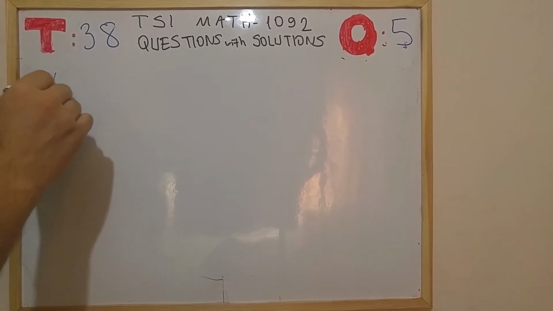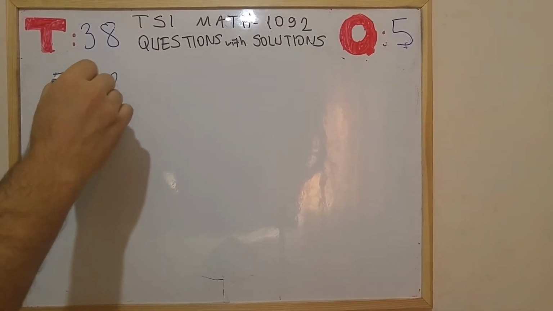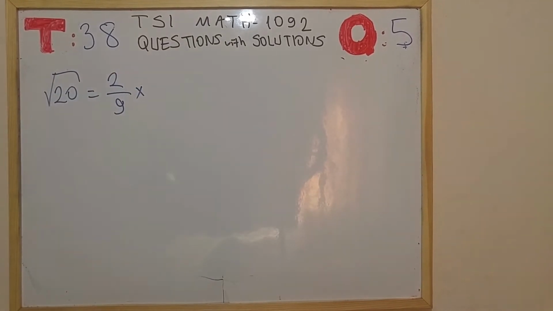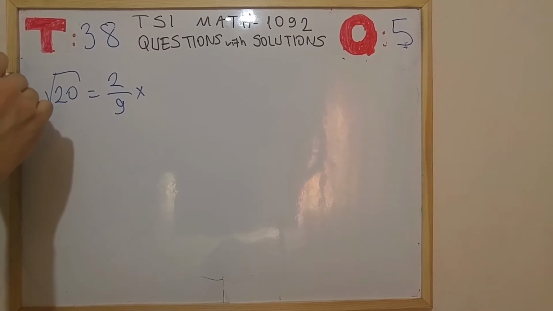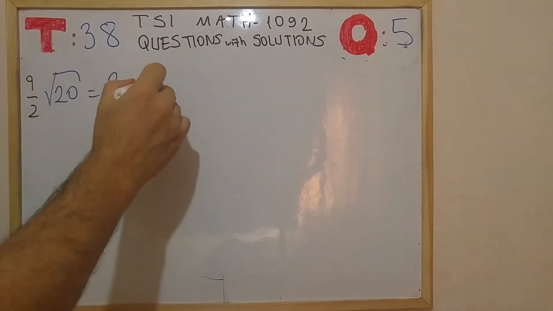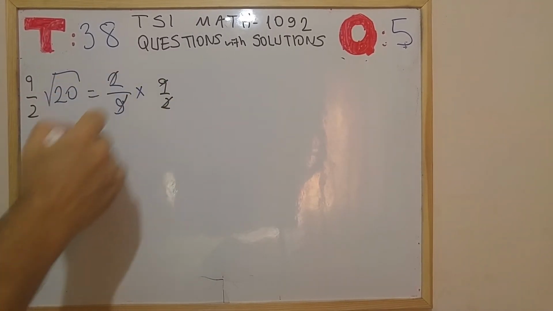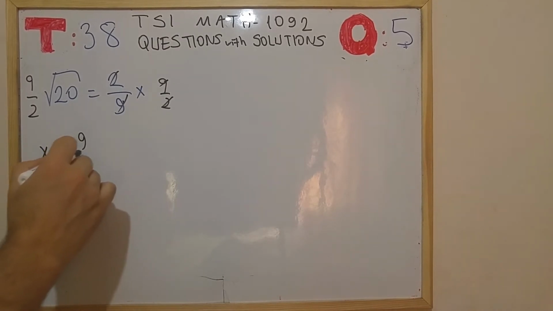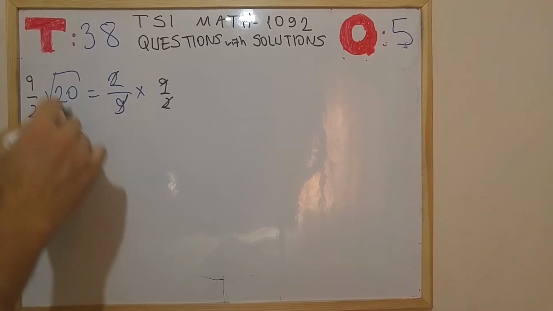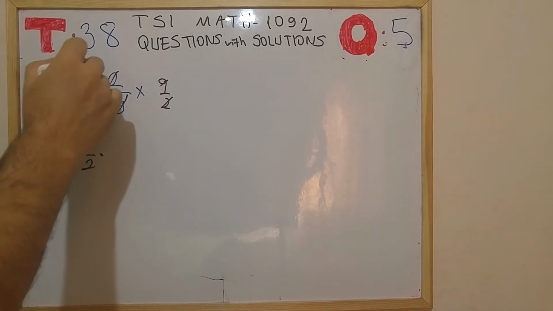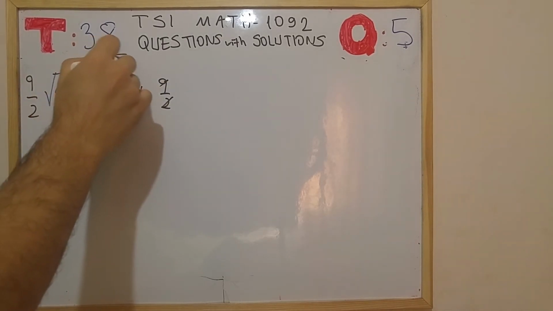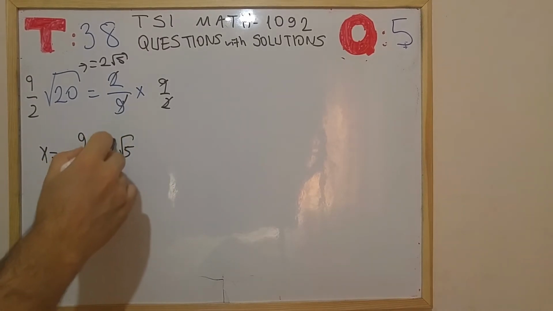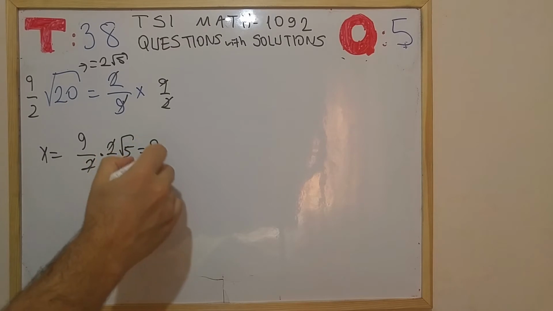Square root of 20 is equal to 2/9 of what number? Let's do it by multiplying each side by 9/2. So x is left alone. What I have in here is 9/2 times square root of 20. Actually, square root of 20 is equal to 2 square root of 5, so I can write it that way. These 2's cancel out, which gives me 9√5.